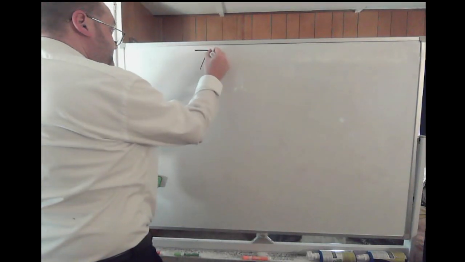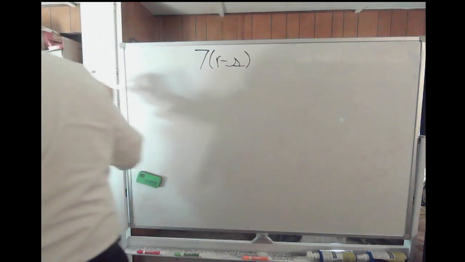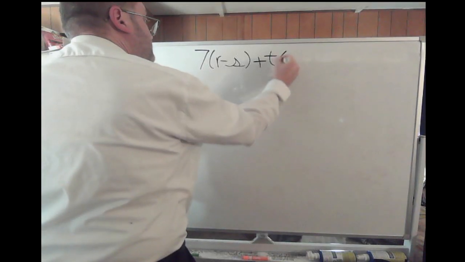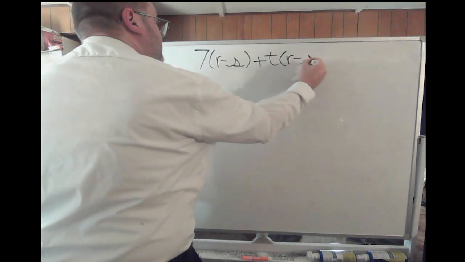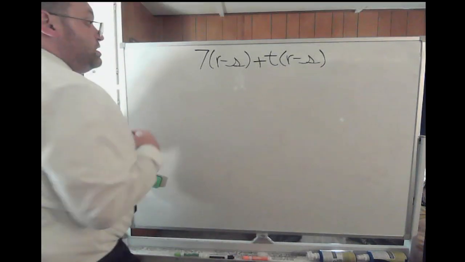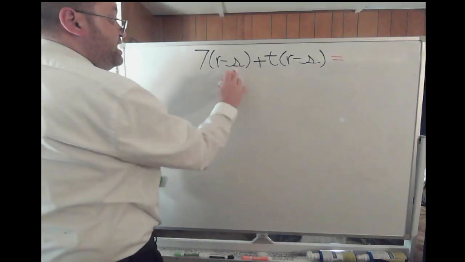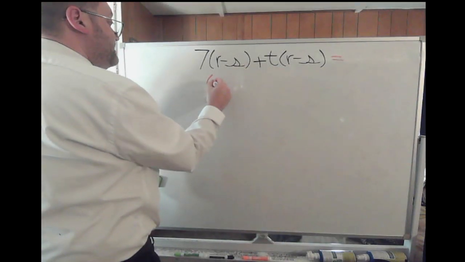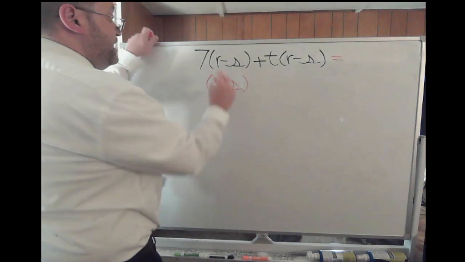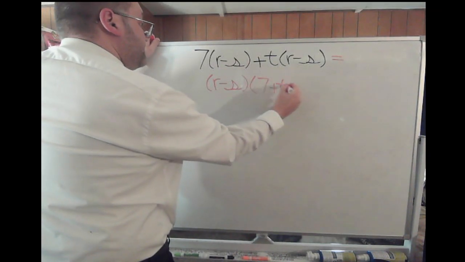Alright, we got 7 times the quantity of r minus s plus t times r minus s. So again, let's look for what these two terms have in common. They both have a common quantity of r minus s. We'll factor that out right away. That just leaves you with 7 plus t. That's all it's going to leave you with for the other factor.